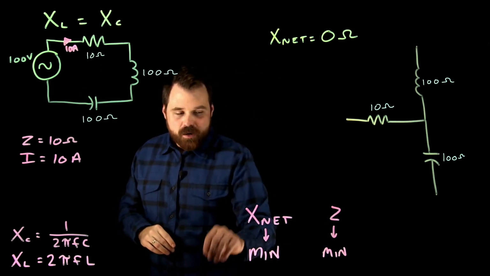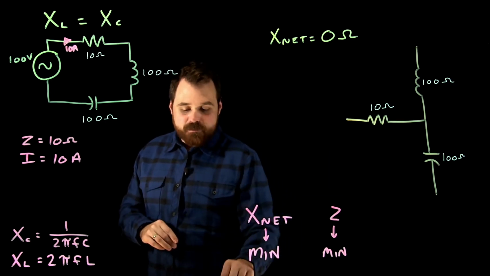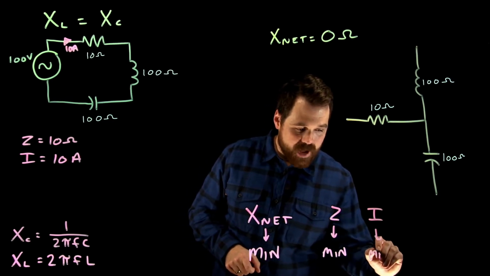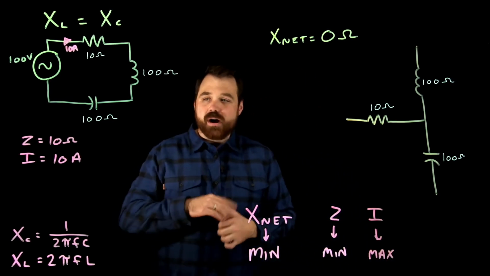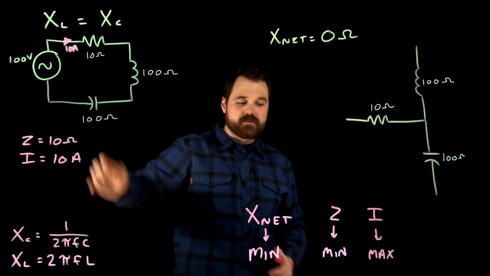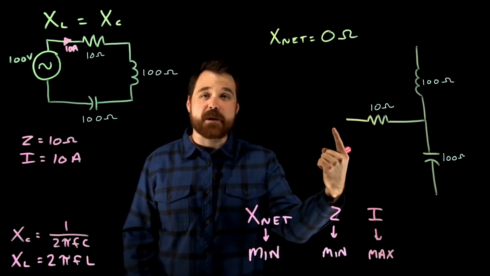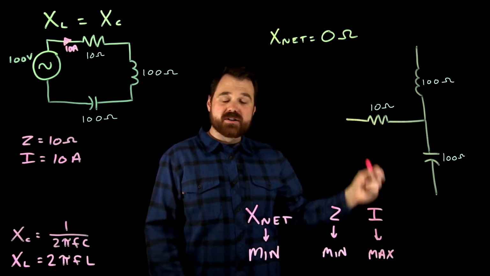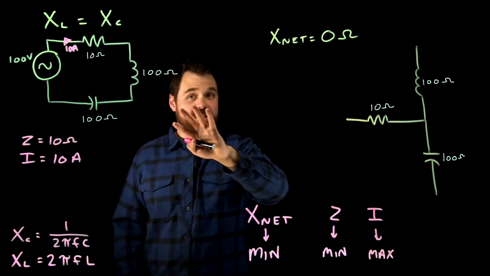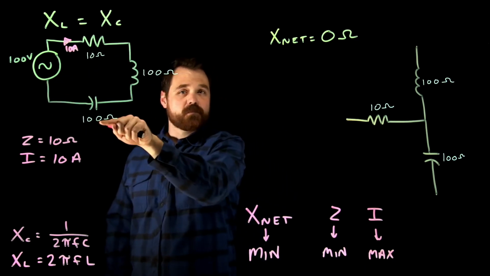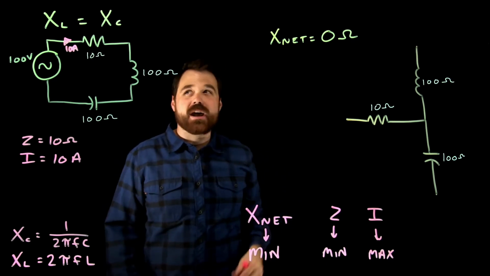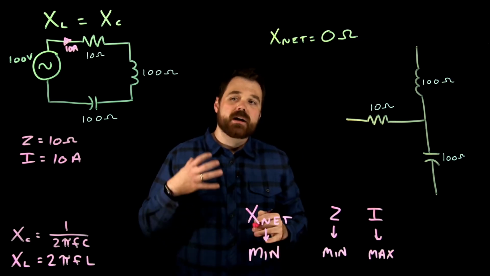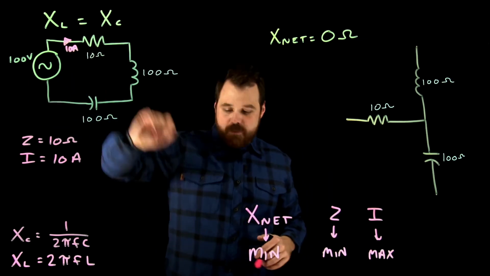Because my Z is at a minimum, when I calculate my current, that means it's at a maximum. Because we go I equals E over Z to calculate our current, if Z is at a minimum, my current is at a maximum. So this is the highest current you will ever get in a series RLC circuit without changing the source voltage or the actual components. It's the highest current you'll get when the frequency is such that your XL equals your XC. Awesome. Now what happens here? We have a maximum amount of current.